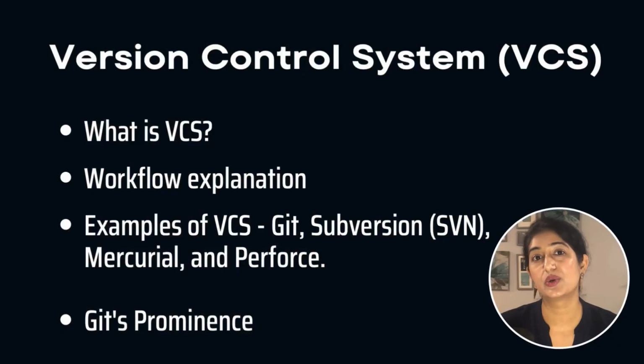Let's start at the very beginning. What is version control system, or VCS? In simple terms, version control system is like a time machine for your project. It helps you keep track of changes made to your files over time, allowing you to go back to previous version or see how things have evolved. This is particularly useful when multiple people are working on the same project, as it ensures the smooth collaboration by managing changes, avoiding conflicts, and maintaining a clear history of project's development.